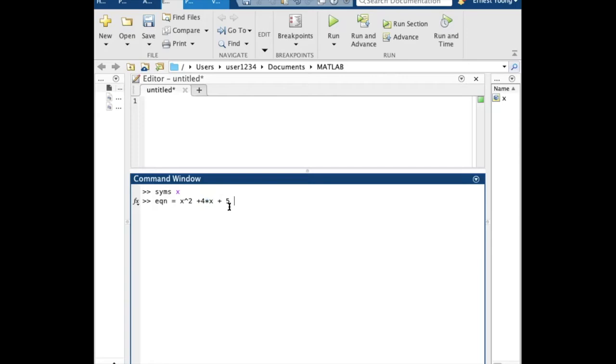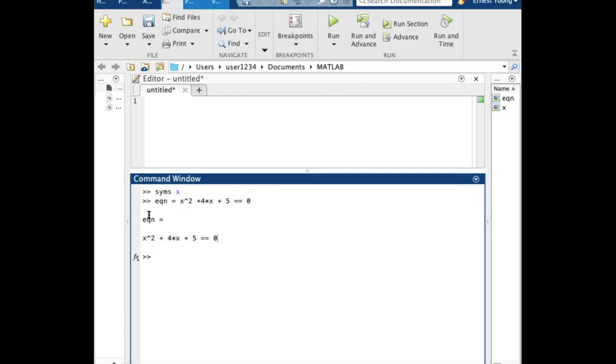If I want to make it a quadratic equation, I want it to be equal to 0. But the equal sign here in MATLAB means assignment. In order for us to write an equation, the equal in MATLAB is a double equal sign. So one equal sign means assigning a value to a variable, whereas for an equation we use two equal signs. Right, so we have our quadratic equation.